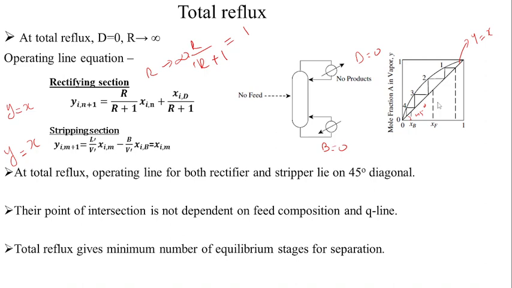Total reflux gives minimum number of equilibrium stages for separation, that we have already told. From here also we can see that total reflux gives minimum number of equilibrium stages. If there are some distillate and bottom product drawn, then the equilibrium stage will be higher.